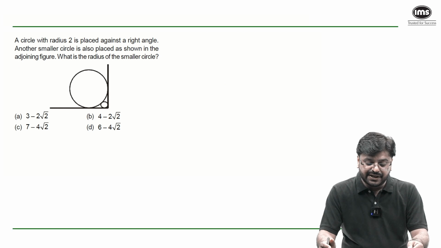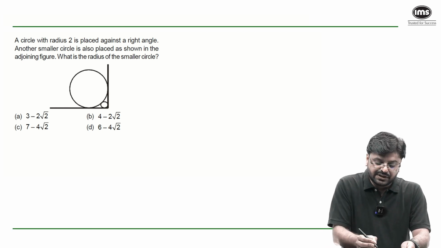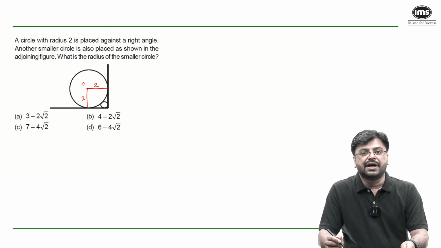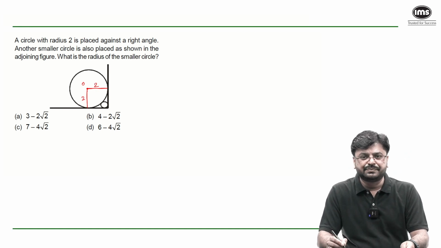A circle with radius 2 is placed against right angle. Another smaller circle is also placed as shown in the adjoining figure. What is the radius of the smaller circle? So, the radius of the bigger circle here is 2. So, if I take the center as O and I drop the perpendiculars, so this will be 2, this will be 2, and it will be a square of 2 by 2.